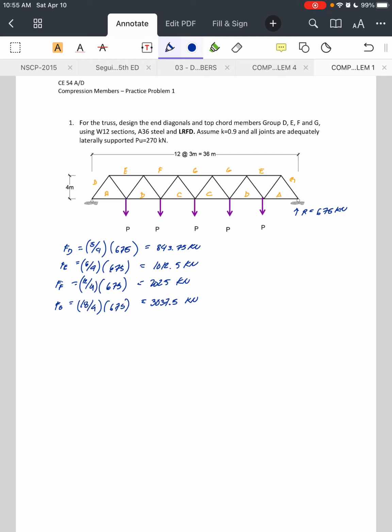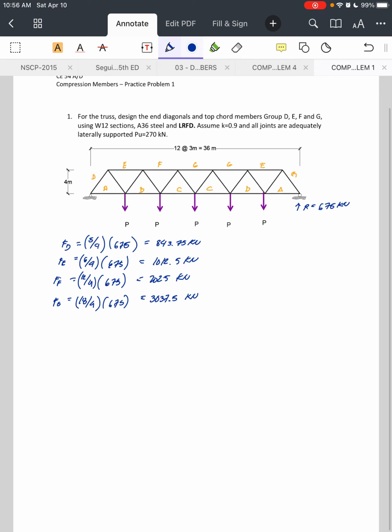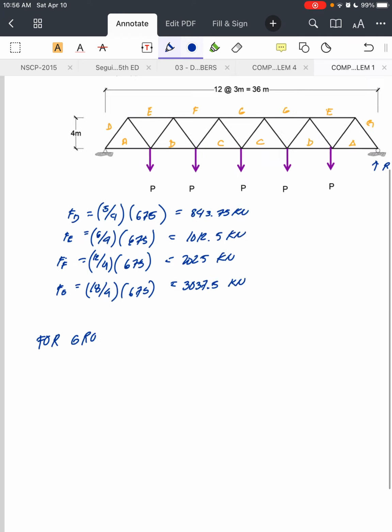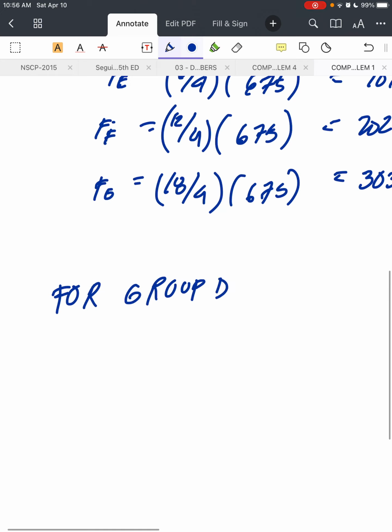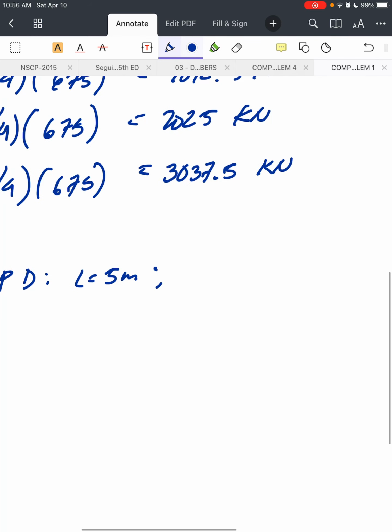So as I mentioned, the design process always requires iterations, or ulit-ulit ng pagsosolve. But I will just show you the final iteration na pwede nang acceptable. Final iteration with acceptable result. Okay? Now, let's have the computation for group D. So for group D, your L is equal to 5 meters. Okay? So let's try W12 by 40.